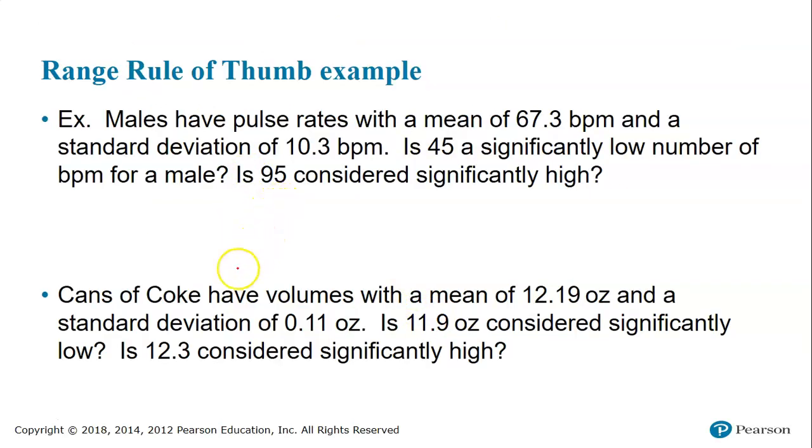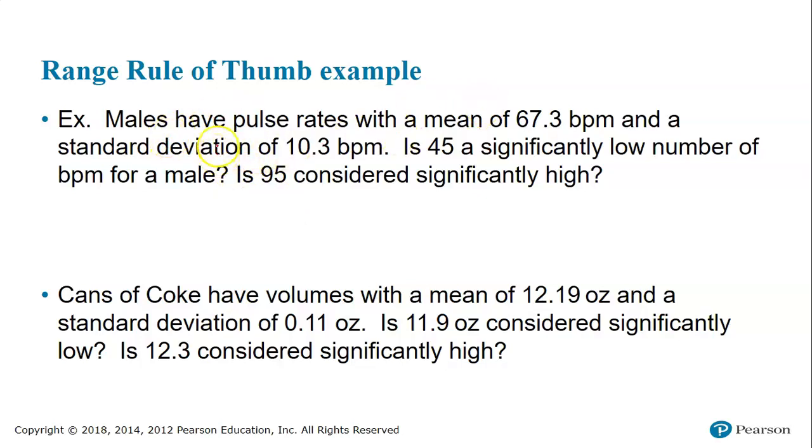Okay, so we have a couple of examples here. The first example is males have pulse rates with a mean of 67.3 beats per minute and a standard deviation of 10.3 beats per minute. Is 45 a significantly low number of beats per minute for a male? Is 95 considered significantly high? So we've got a couple questions here.